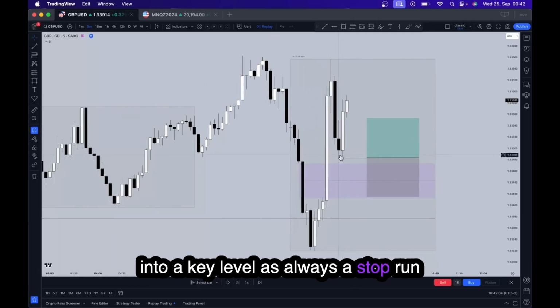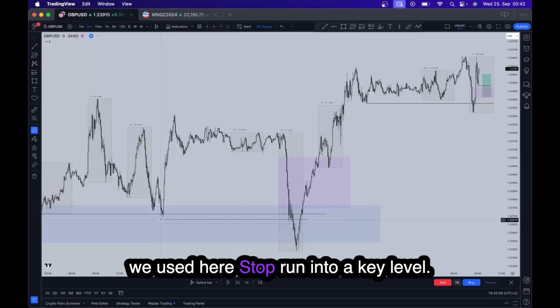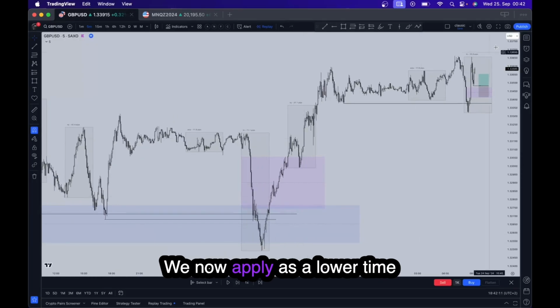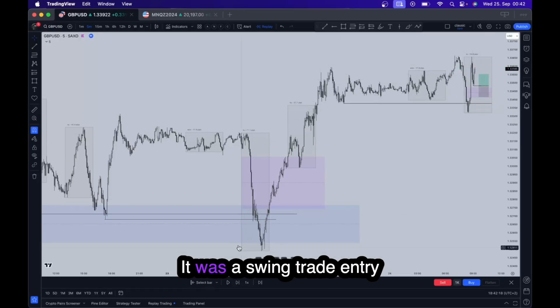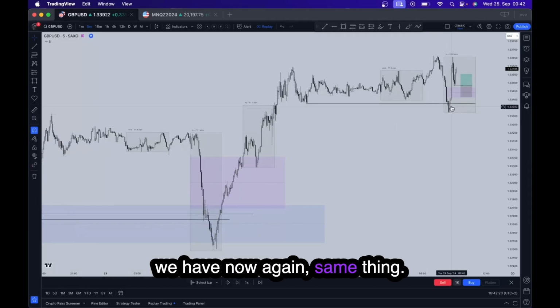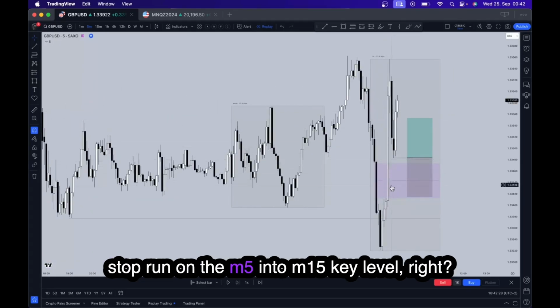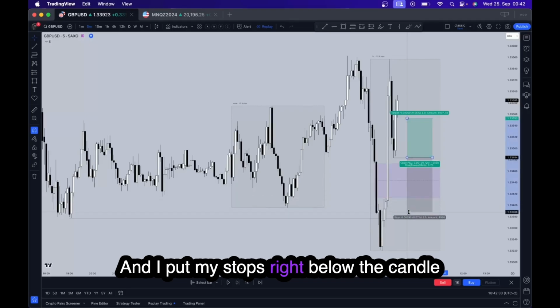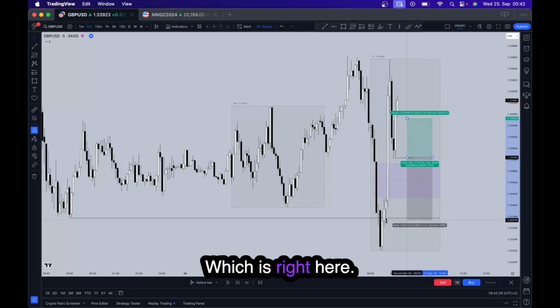As always, a stop run into a key level, the same concept that we used here. Stop run into a key level, we now apply as a lower time frame confirmation entry on the intraday setup, right? Here it was a swing trade entry without confirmation, and here we have again the same thing, a stop run on the H1, and now we want to see a stop run on the M5 into an M15 key level, right? And I put my stops right below the candle that created the balanced price range, which is right here.